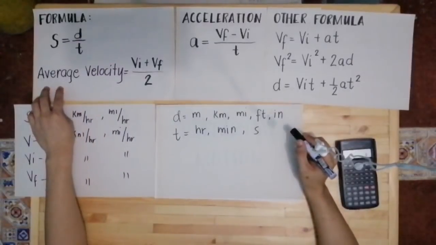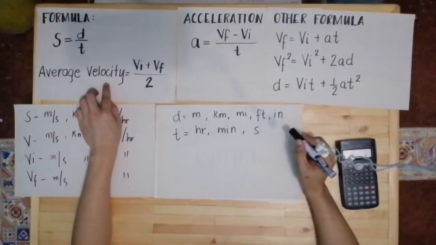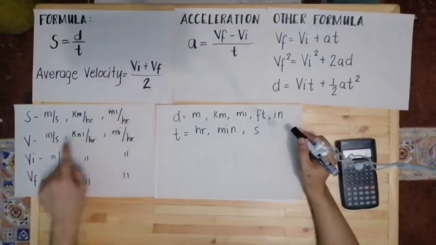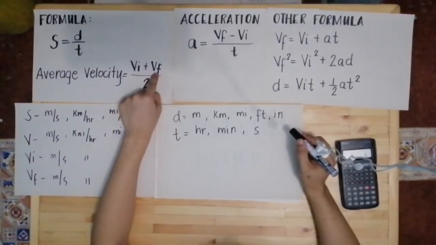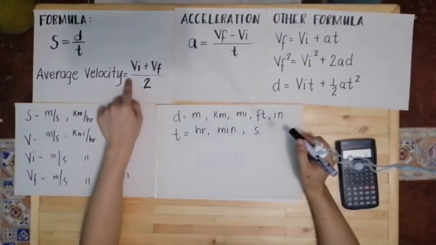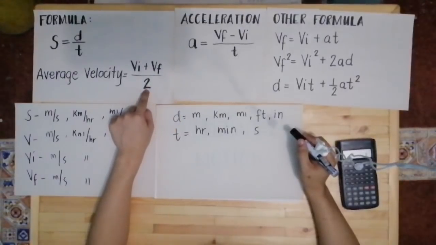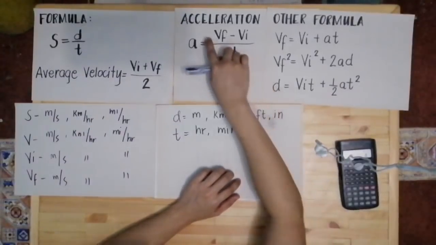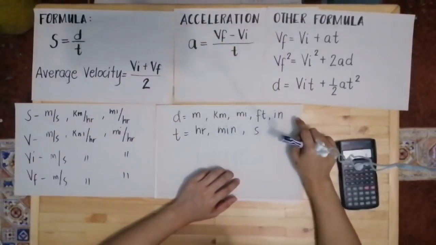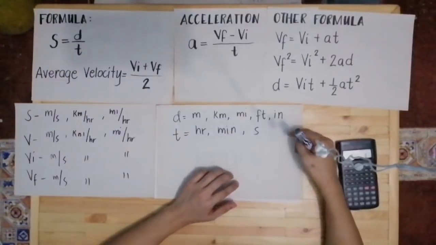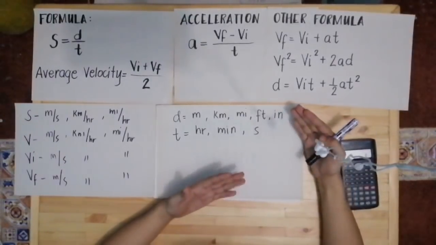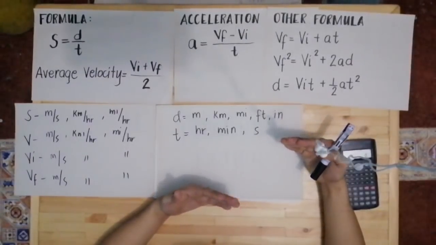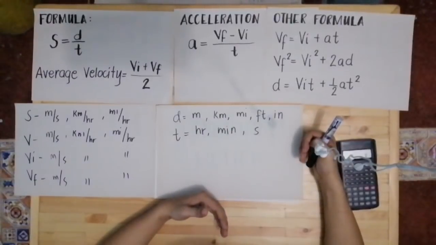Then we also have the average velocity. The formula for that is VI is the initial velocity, VF is the final velocity, then i-divide mo lang sa 2 para malaman mo yung average. So this is the formula. Then there is also what we call the acceleration. Acceleration is the change in speed. The speed could either increase or decrease.